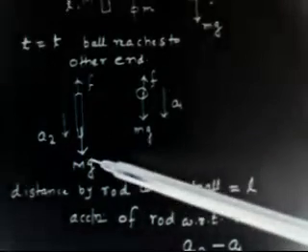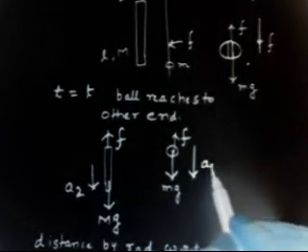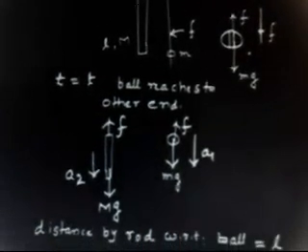For the mass M, I can write the equation of motion as mg minus f. So f is acting upward. I think you are not able to see this one. This is f, this is again f, acting upward. This A2 is acting downward. Now this is mg, going downward with acceleration A2. Now I think you are able to see this one.